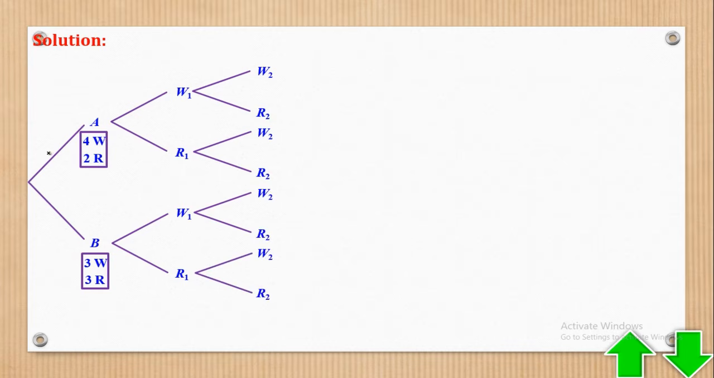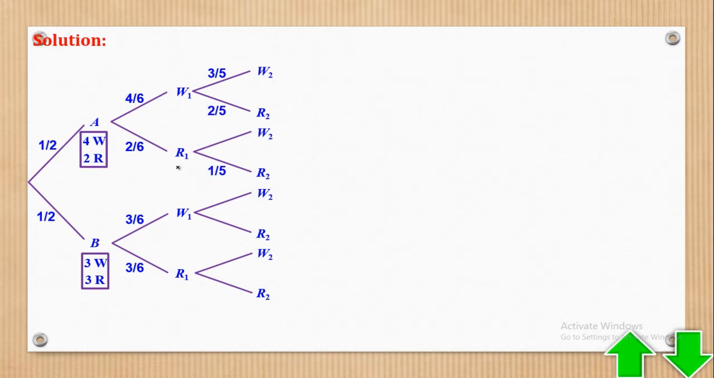So now let's fill this tree diagram. Probability of picking box A will be 1 over 2 and also box B will be 1 over 2. Then if I pick white from box A, it will be 4 over 6 and the complement is 2 over 6. If I pick white from box B, it will be 3 over 6 and the complement will be 3 over 6. Then from box A, if I pick again white, this reduces by 1 and also this reduces by 1 to give you 3 over 5. And the complement is 2 over 5.